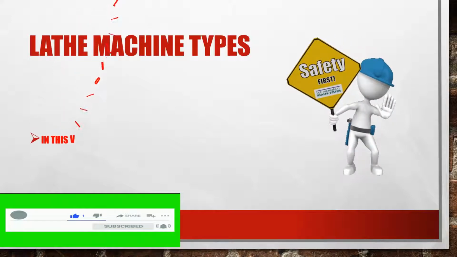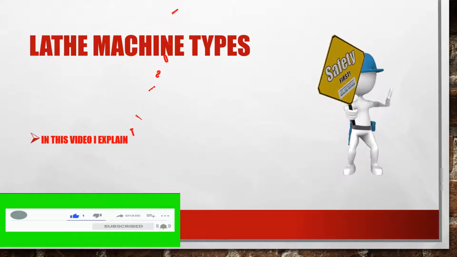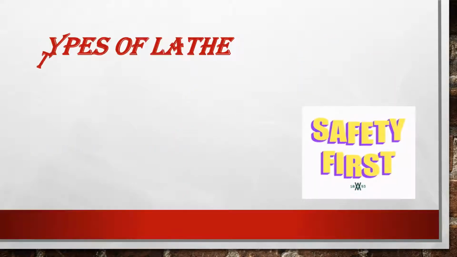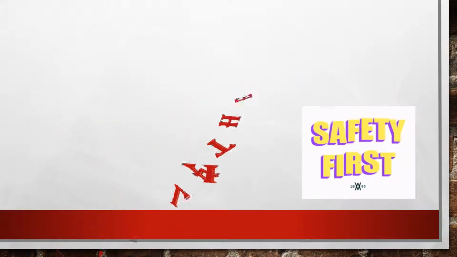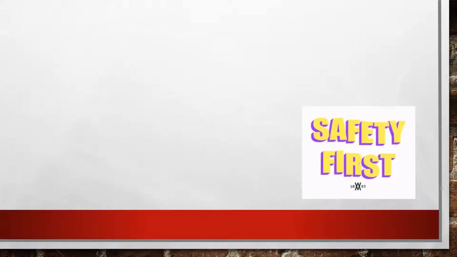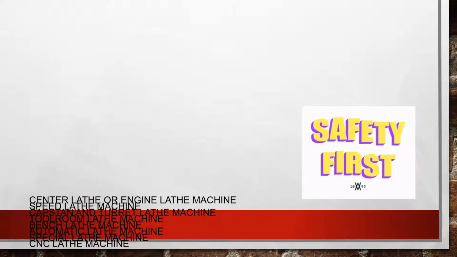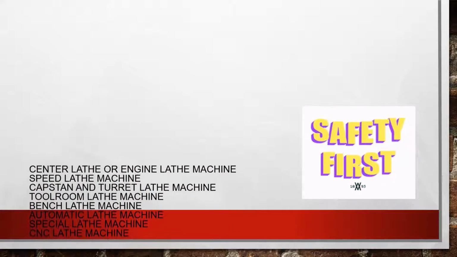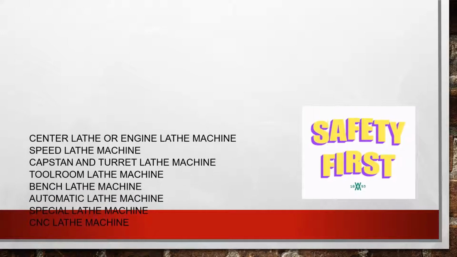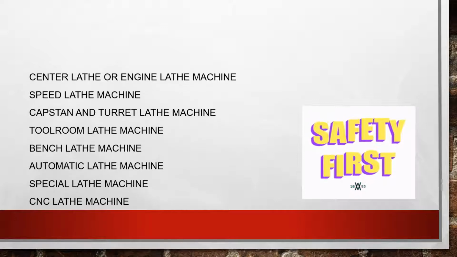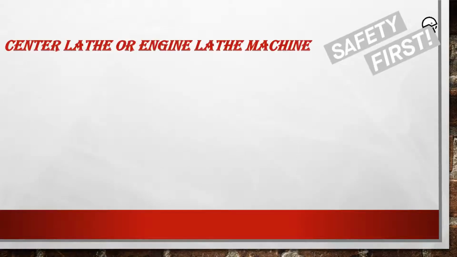Lathe machine types. In this video I explain types of lathe. Types of lathe: center lathe or engine lathe machine, speed lathe machine, capstan and turret lathe machine, toolroom lathe machine, bench lathe machine, automatic lathe machine, special lathe machine, CNC lathe machine. Center lathe or engine lathe machine.